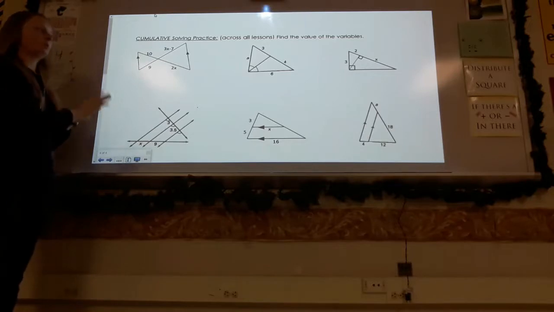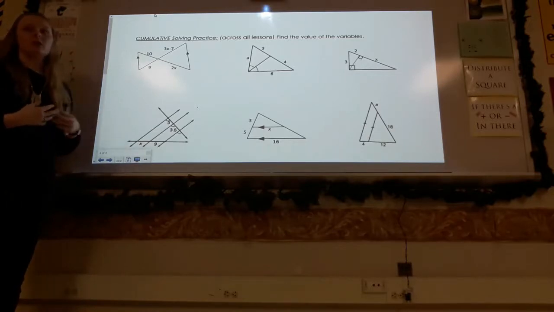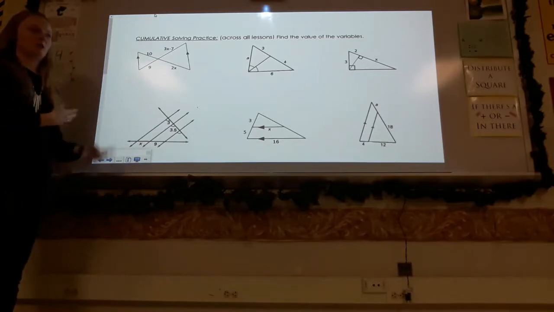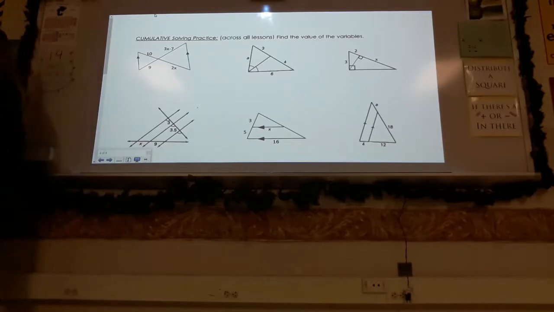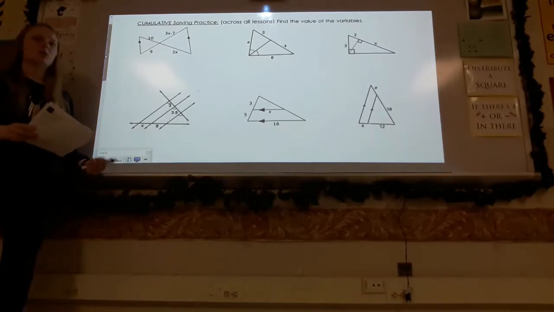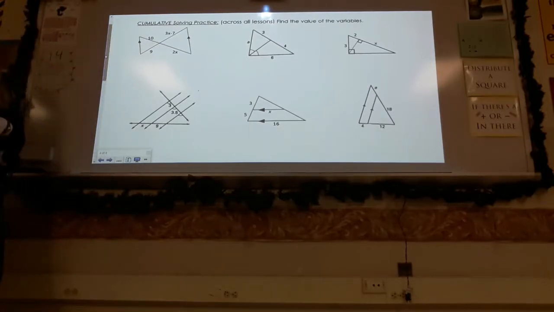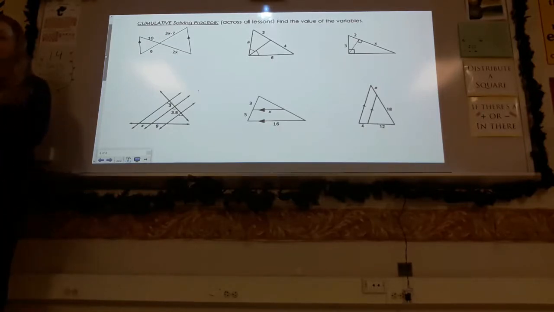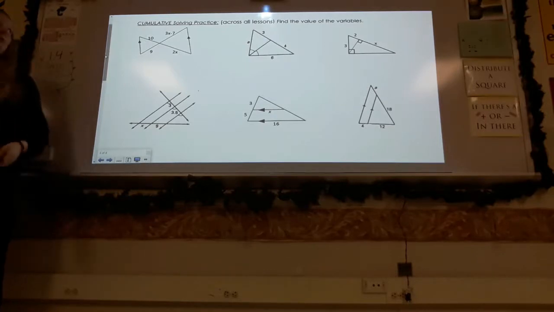It's your job to go through this with me, practice figuring out which method to use and how to actually finish that question. Okay? This is going to be really useful because this is how the test is set up, right? It's not going to have a specific section for side splitter, a specific section for the roller coaster rule. They're all going to be mixed together. So you need to be able to look at these, know what method to use, and then actually finish. Okay? So let's take a look at the first one.